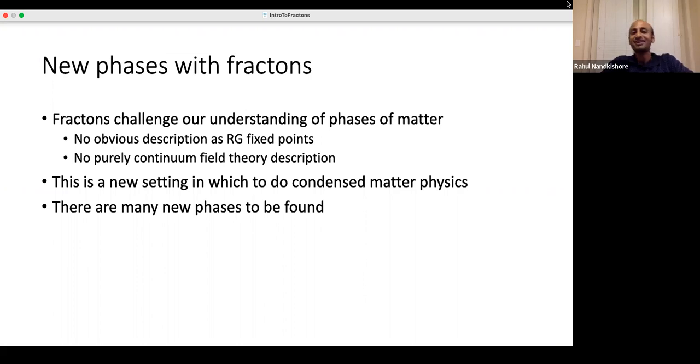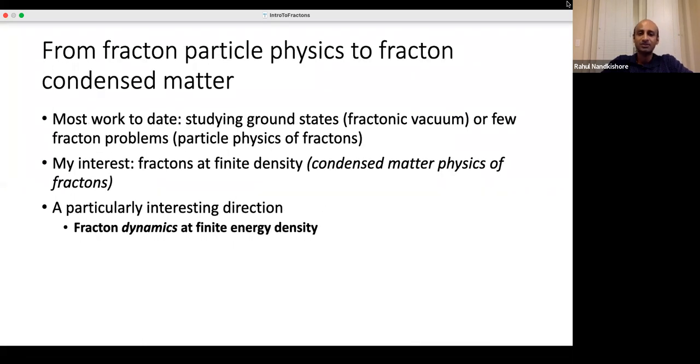Okay, so that was one reason why fractons are interesting, and sort of challenge our understanding of phases of matter. They also provide a new setting to do condensed matter physics, and sort of lead to the discovery of new phenomena. And maybe in the rest of the talk, I could tell you a little about some of that, and specifically, a little bit about the quantum dynamics of fracton phases at finite energy density.